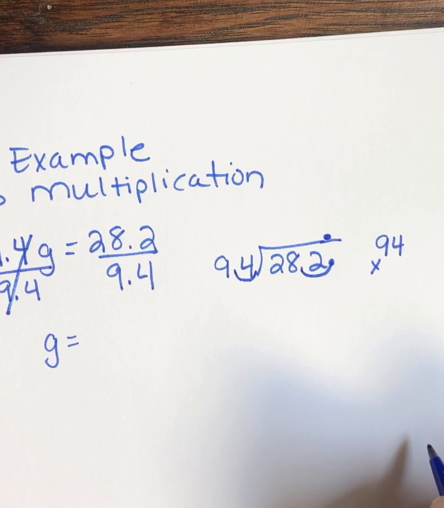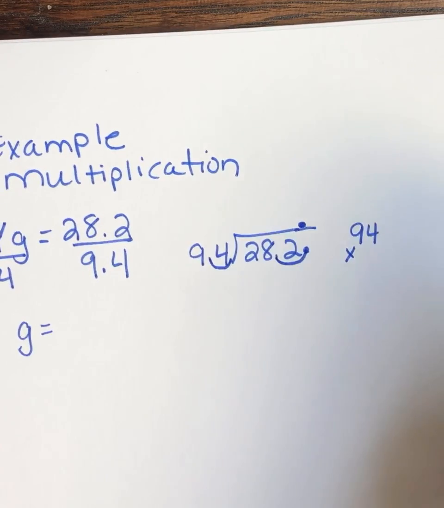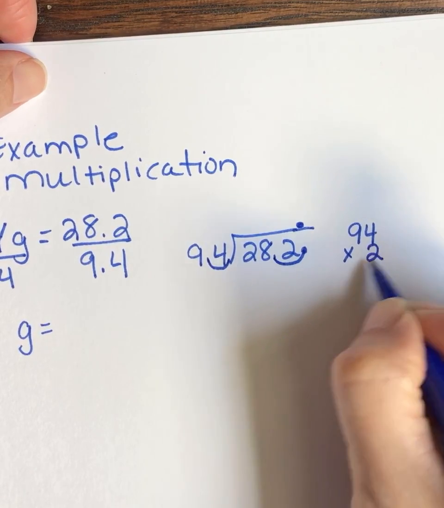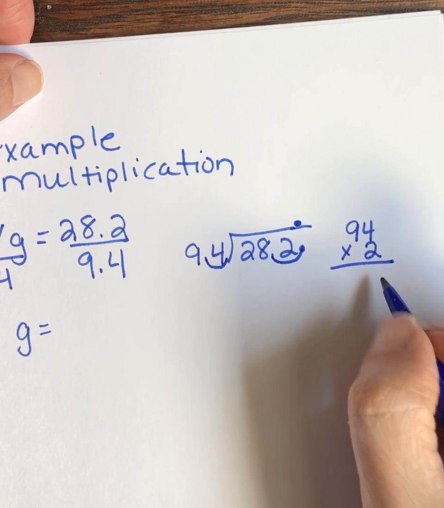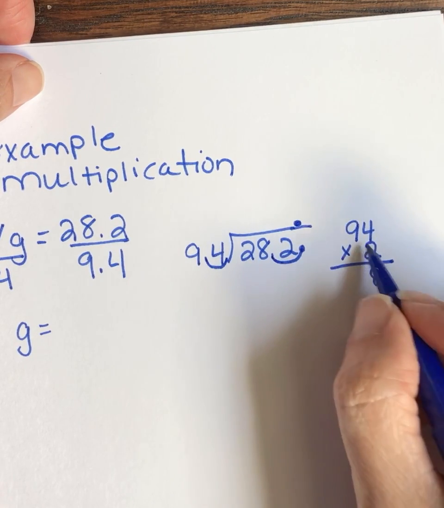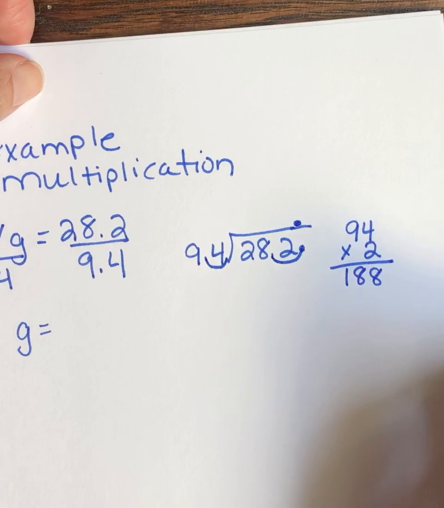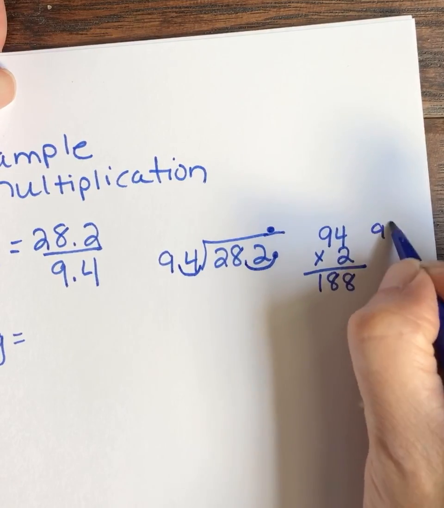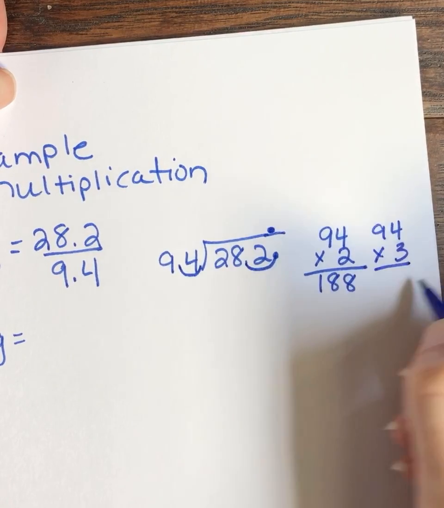And I'm sure a lot of you would tell me to try 2. Some of you might tell me to try 3. Let's try 2 first, because I feel like that's what we would do. So if I did 94 times 2, we would get 8 here, and then 9 times 2 is 18. So we'd get 188.